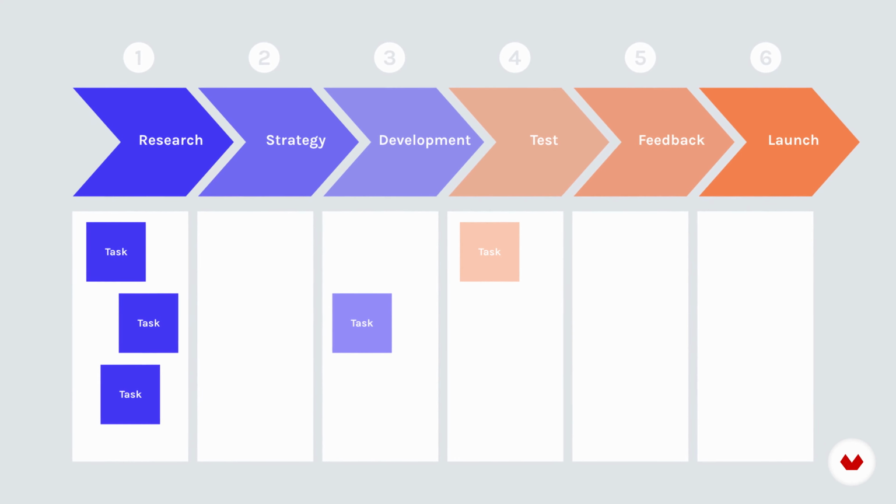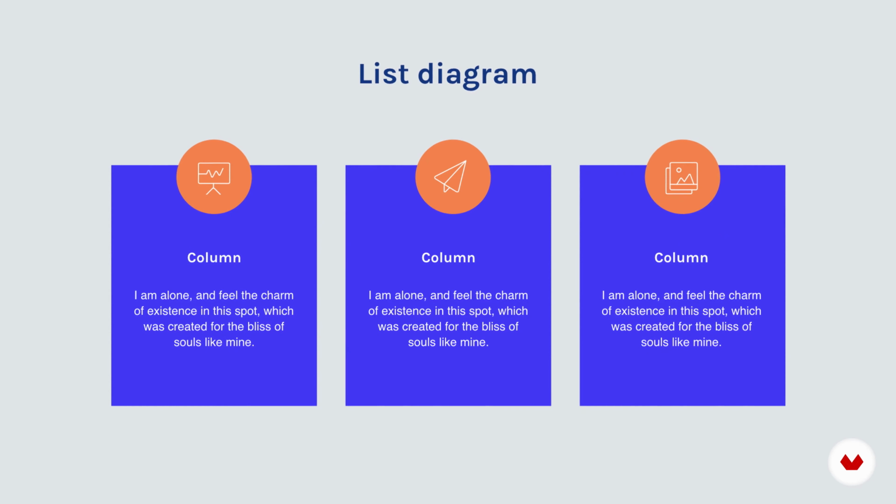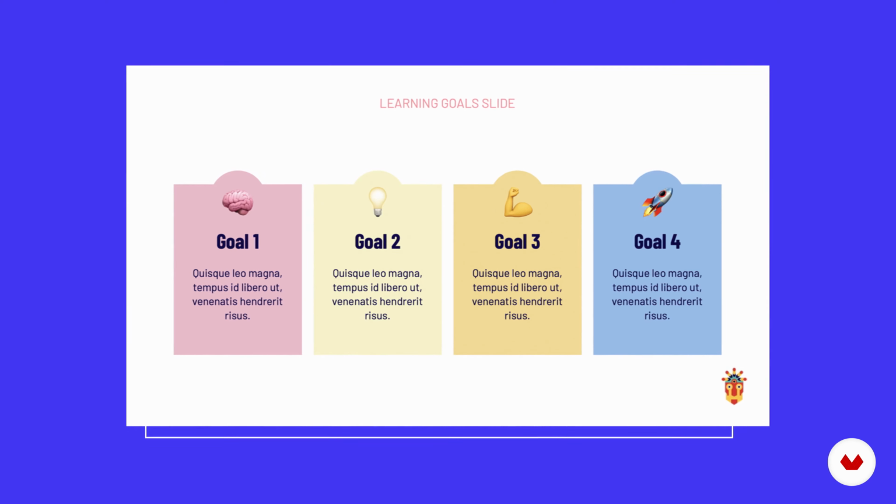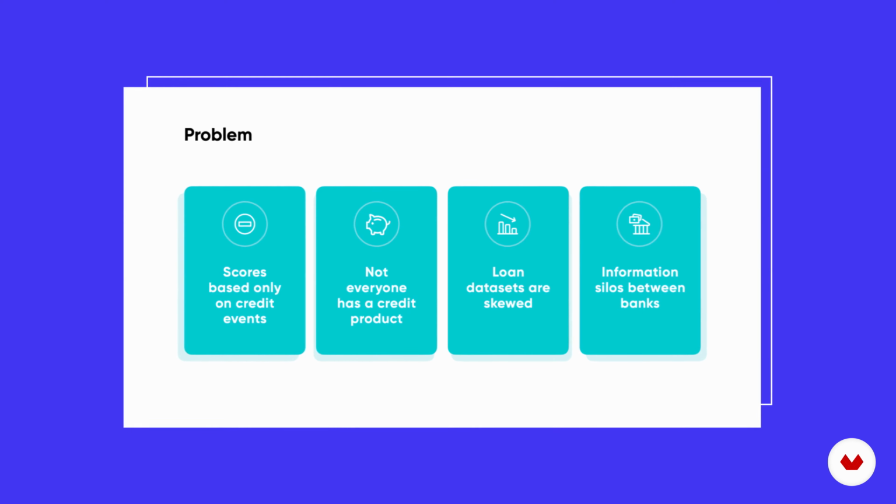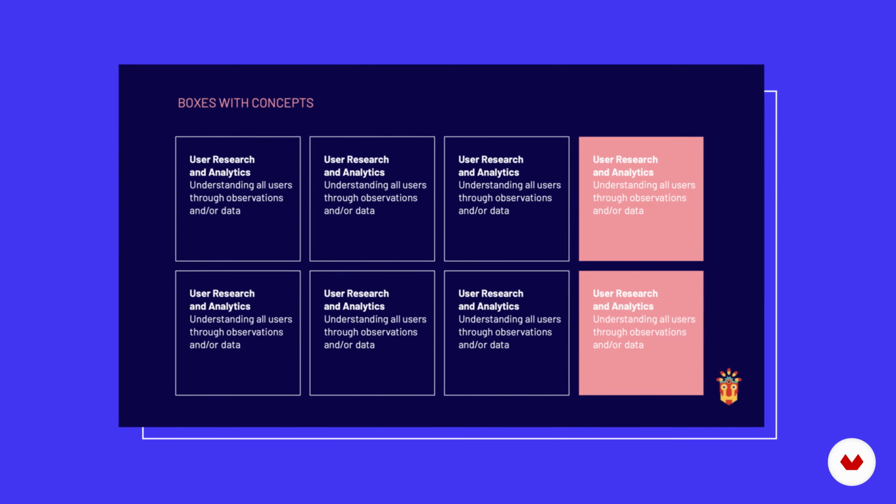Next, we have arrow diagram, also often used in presentation, and its goal is to again show linear process and steps. Sometimes it can be linked to a timeline or describe different phases of a project, for example. Another handy tool for presentation design is list diagram. It can contain different numbers of boxes and can be accompanied by icons and illustration, like in these examples.